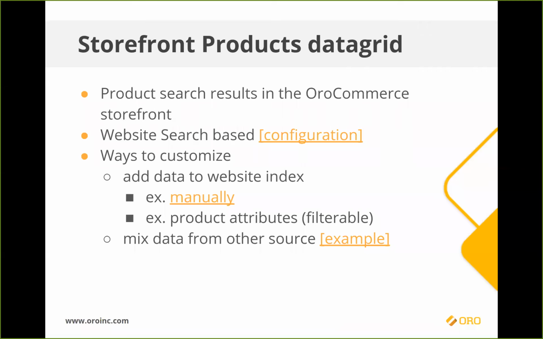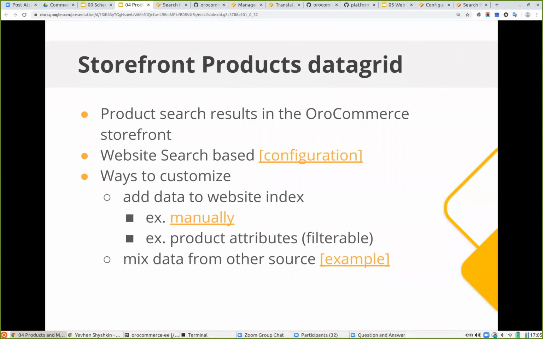You may add data directly to the website search index, either manually or via some kind of listeners or via other attributes, and then you can use them in this grid. Let's say I want to render an additional field in this grid, and I do not want to get it from the database. You can add it to the search index and then render it in the grid. And the second way, you can mix data from other sources.